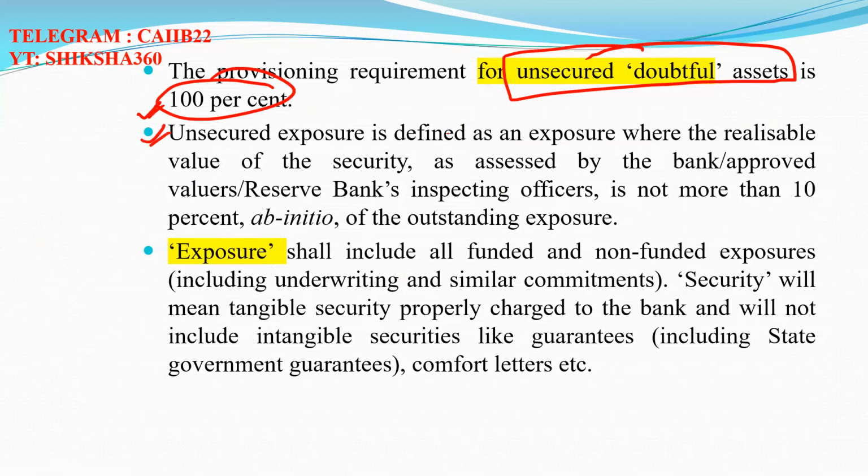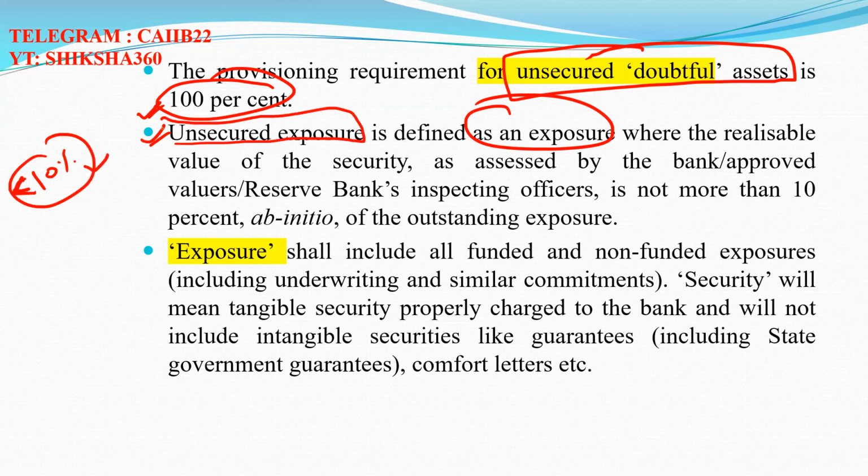Unsecured exposure is defined as an exposure where the realizable value of the security, as assessed by the bank or approved valuers or Reserve Bank inspecting officers, is not more than 10%. Or we can say less than 10%. That is known as unsecured exposure, and in that the provisioning is 25%.